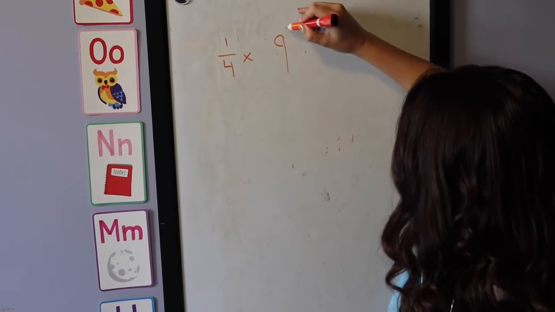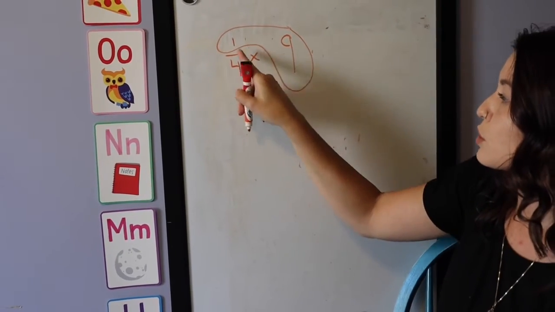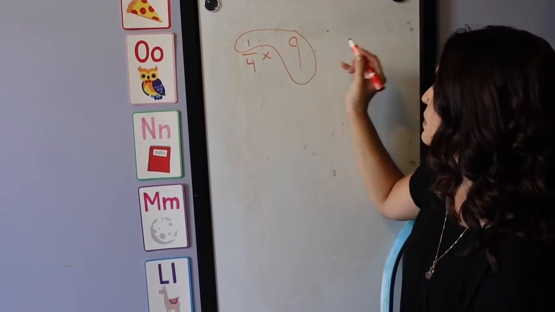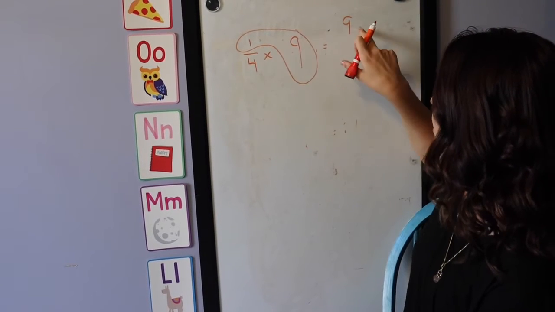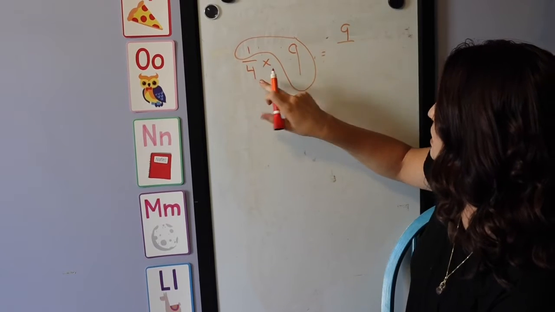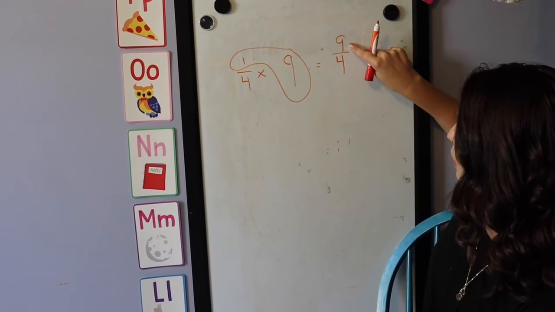And now we're going to circle our whole number and our numerator, okay? These are the numbers we're multiplying. So we're going to do 1 times 9 equals 9. And this is our new numerator. Keep the same denominator over 4. And now we have a bobblehead.